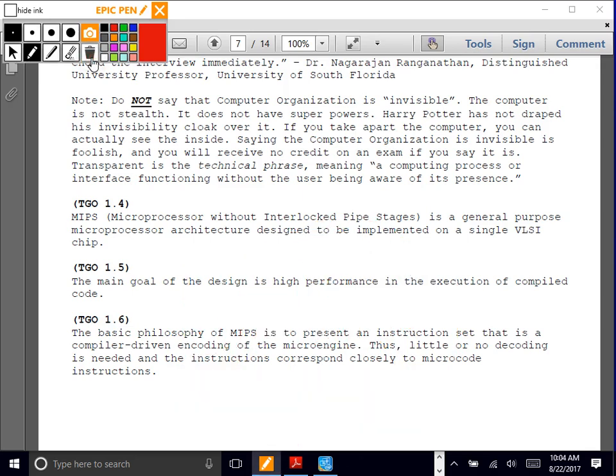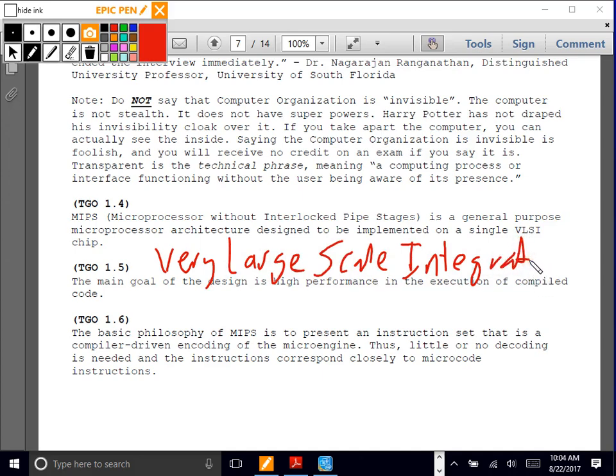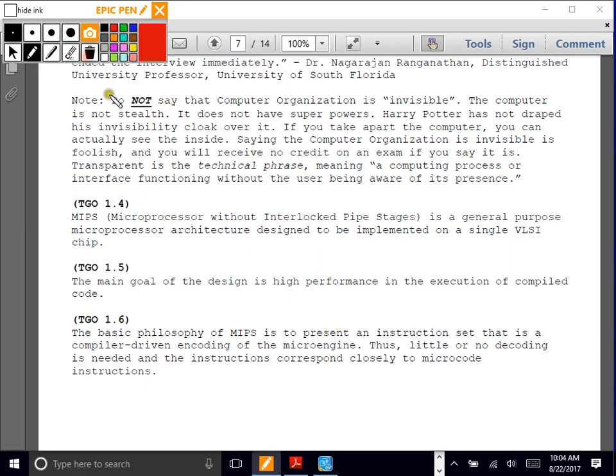So MIPS, microprocessor without interlocked pipe stages, is a general purpose microprocessor architecture designed to be implemented on a single VLSI chip. VLSI stands for Very Large Scale Integration. And what that generally means is greater than or equal to 10,000 transistors on a chip. So the main goal of the design of MIPS is the high performance in the execution of compiled code.